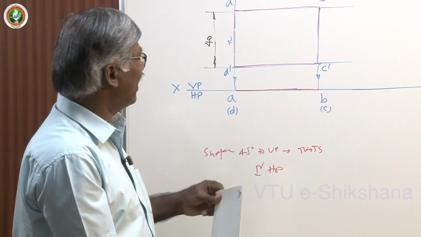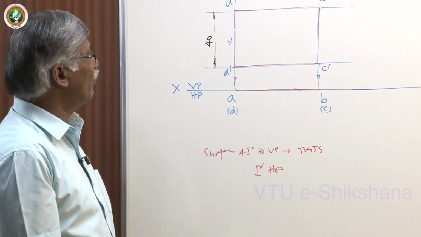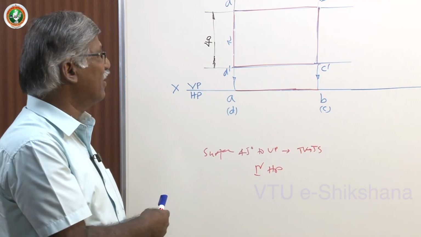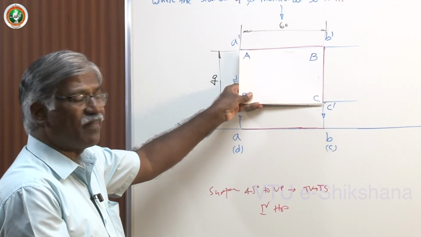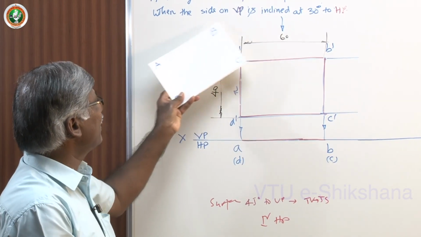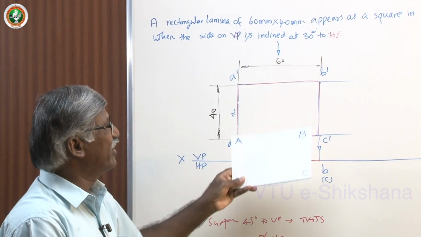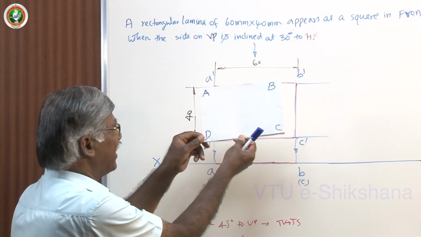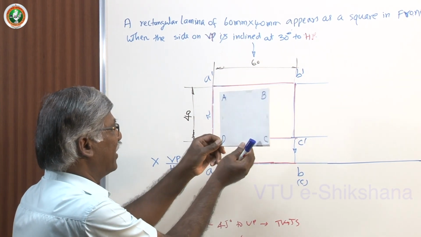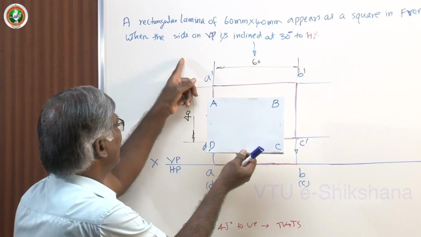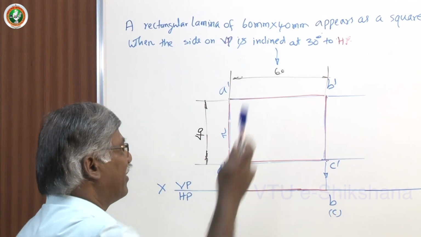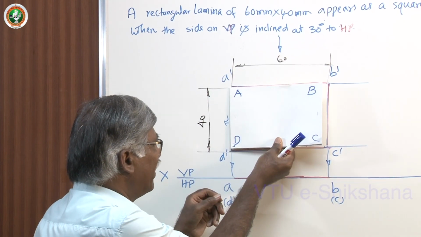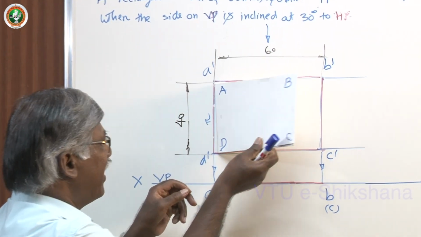Okay, now let me start from the basic initial position. The lamina is on VP. Since he has given that the side on VP is inclined at 30 degree to HP, we have to keep it on VP. Otherwise, you would have taken it like this and then rotated to get the square. But since the side on VP is inclined at 30 degree to HP, I have to keep it on VP. The first figure, then the second figure.